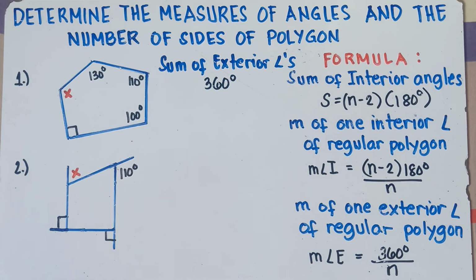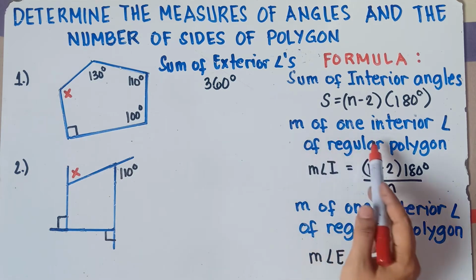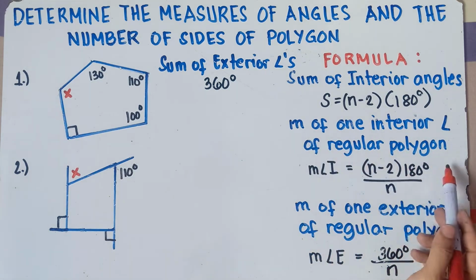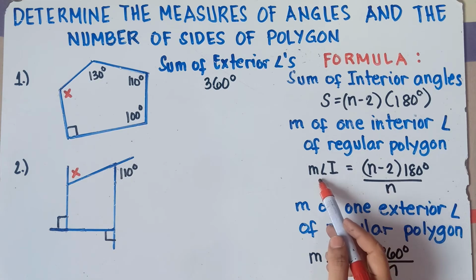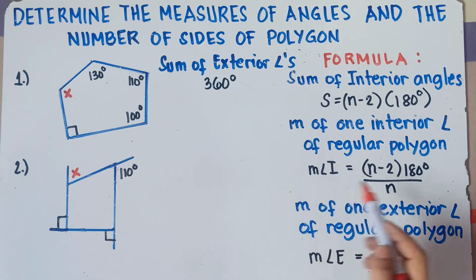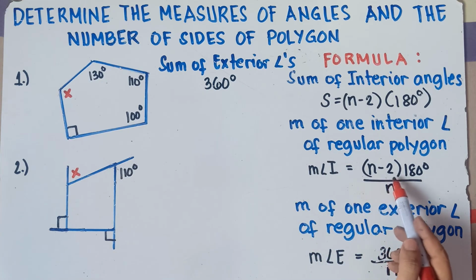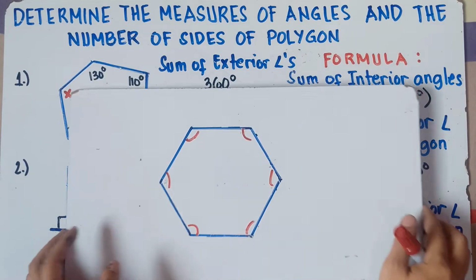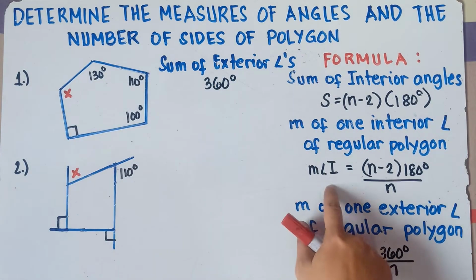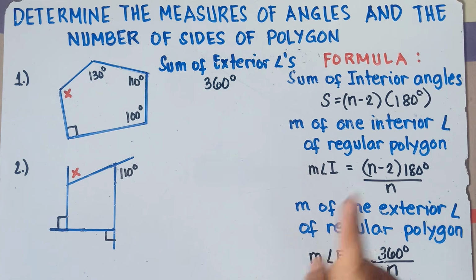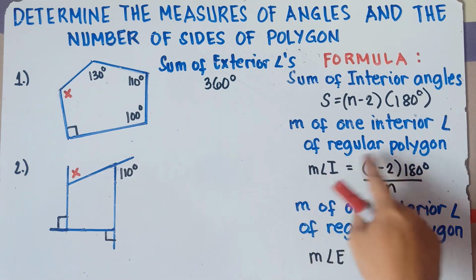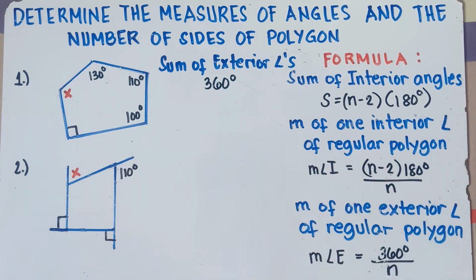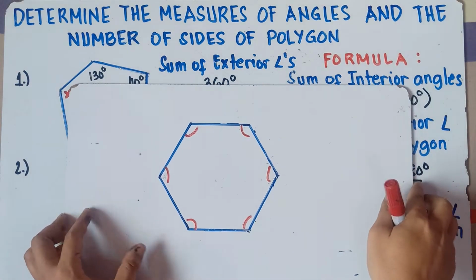Now let's have the second formula: the measure of one interior angle of a regular polygon. This will be the formula: the measure of each interior angle, or one interior angle, is quantity n minus 2 times 180 degrees over n. Once again, we can only use this formula to find one interior angle if the polygon is a regular polygon. A regular polygon has all equal sides and all equal angles.